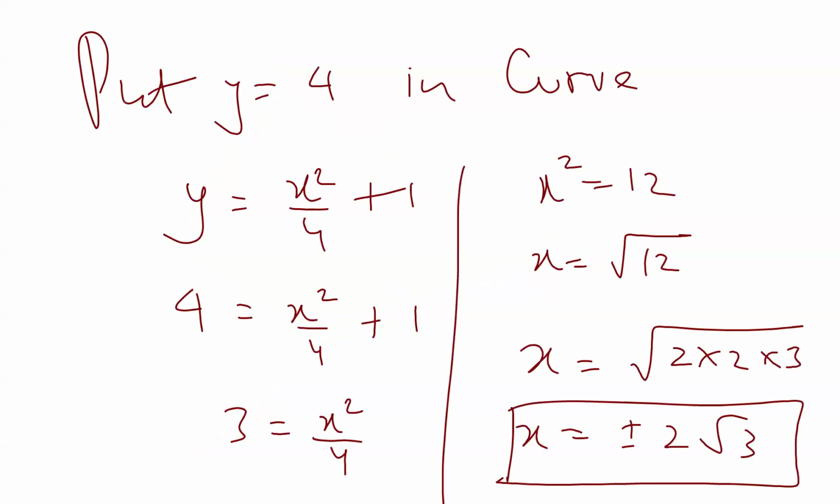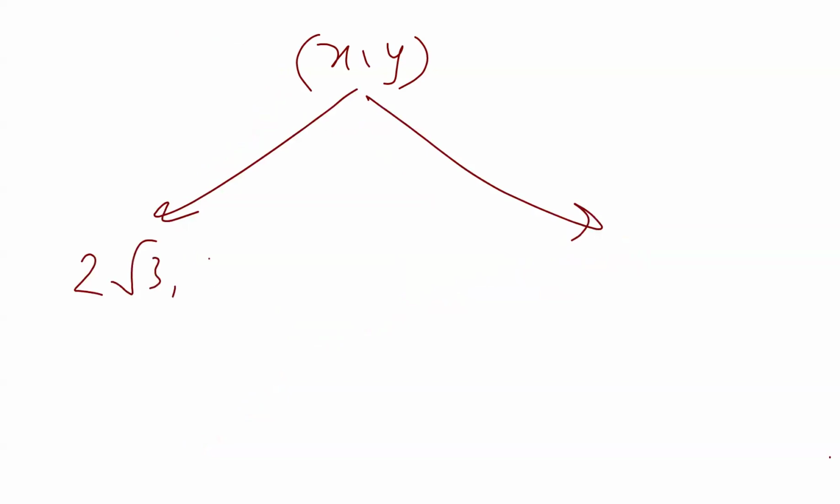Okay. So the curve may be something like this, and this will be the distance, the shortest distance. Just for your understanding, I'm telling you. It is not required. So there are 2 points. The point on the curve is x comma y, but there are 2 values of x. So x comma y: 2 root 3 comma 4 or minus 2 root 3 comma 4. These are the points on the curve.